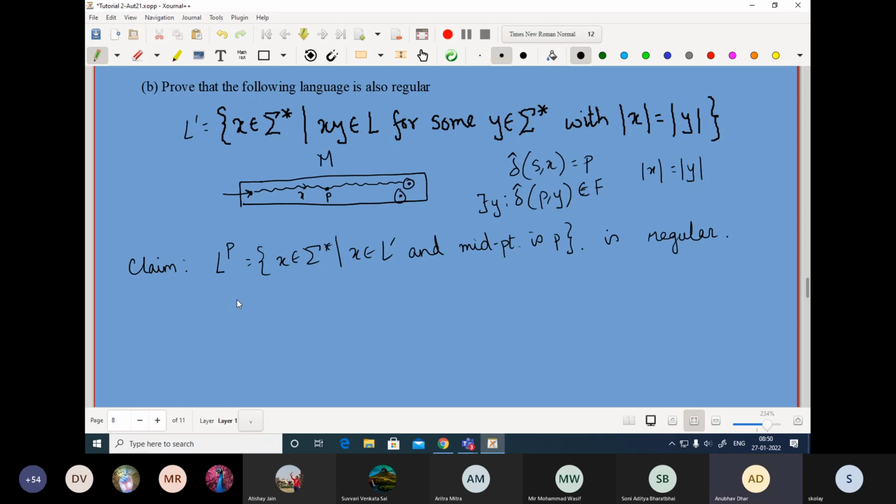Ma'am, then we can define a DFA on Q cross 2 to the power Q such that... You can define an NFA also. Why are you taking 2 to the Q? Try to define an NFA. Okay.